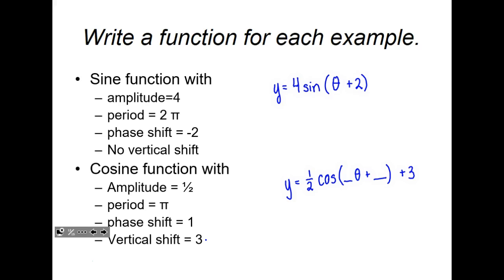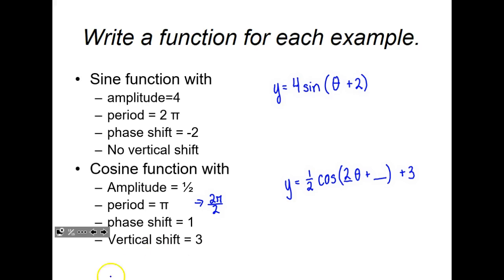Okay, so I see that the period is pi. And to find the period, I would do 2 pi divided by a number. All right? 2 pi divided by a number. So to get pi here, it's going to be 2. So that means that number right there needs to be 2.